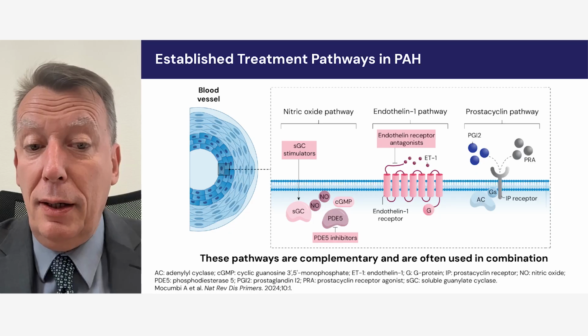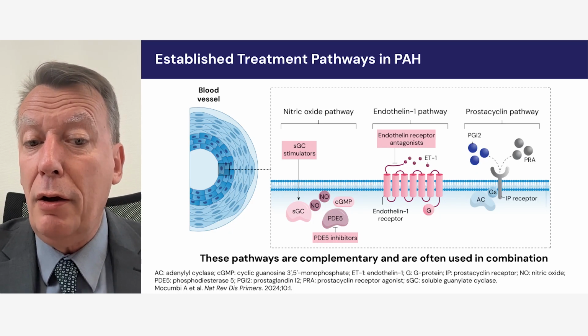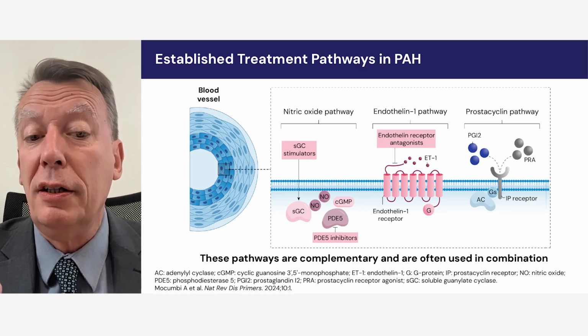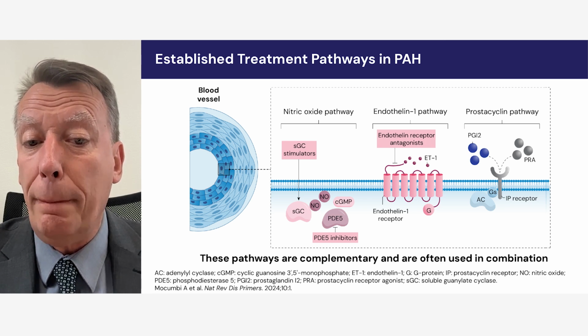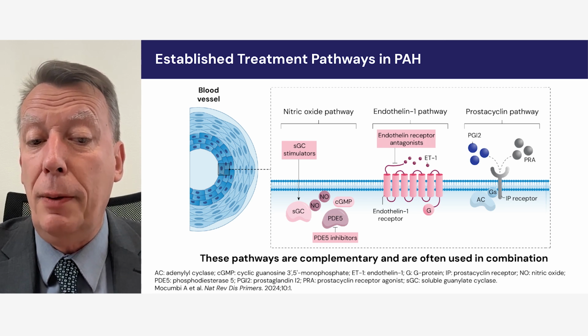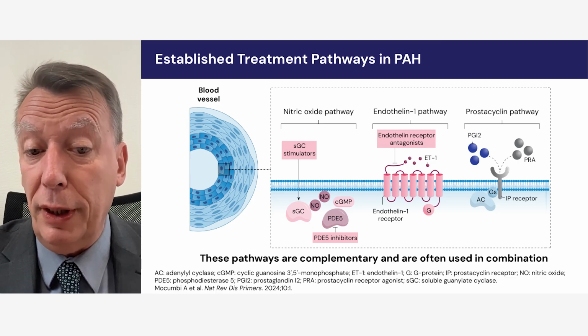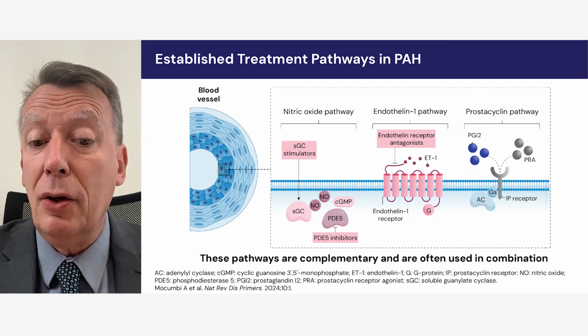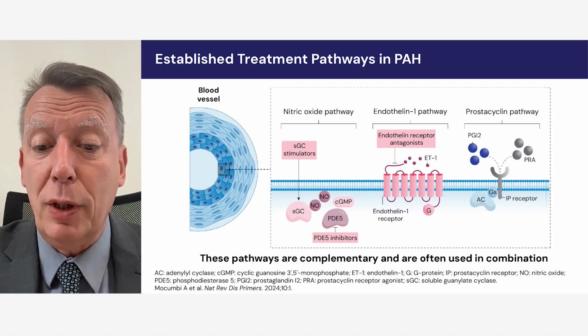So, as pulmonary vascular resistance rises, where does that chronic strain actually land? In terms of established therapies for PAH, we have 3 pathways which are historical: the nitric oxide pathway, the endothelin-1 pathway, and the prostacyclin pathway. These pathways can be targeted, and they are complementary, and they can be targeted with a combination of drugs targeting each of these pathways.